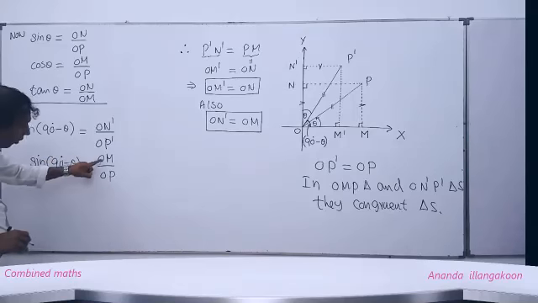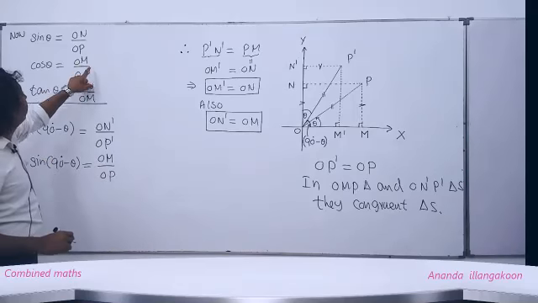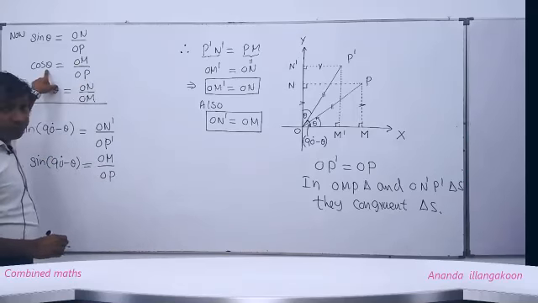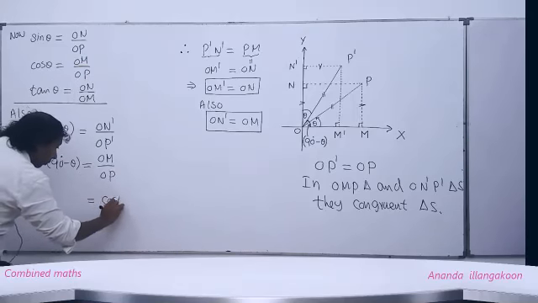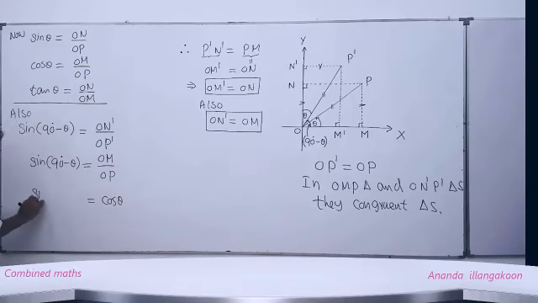But people, OM by OP, here we have OM by OP, what is that? Cos theta. So therefore, I can write this one as cos theta. Then we get sin 90 minus theta is cos theta. This is the result that we expected to get.